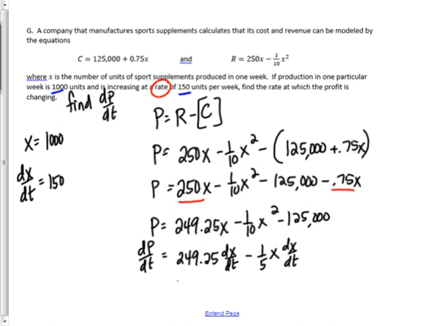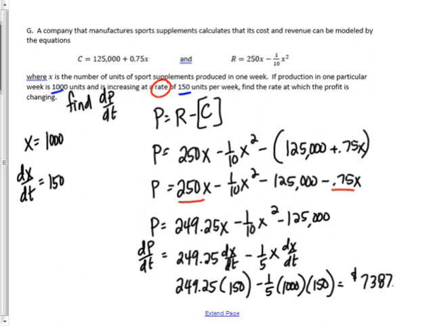All right, and then I can plug in those quantities that I know. I'm going to plug in for dx/dt 150, and I'm going to plug in 1,000 for x and 150 here. And I'm running out of room to do that math, but when you do that math, you should get 7,387.50 as your answer. So go try that on MyMathLab.